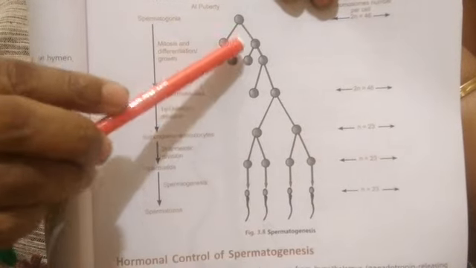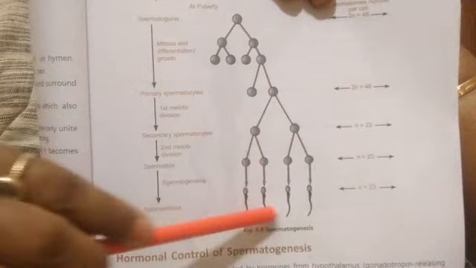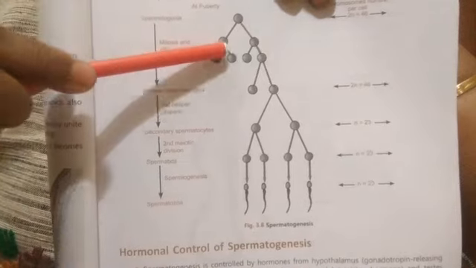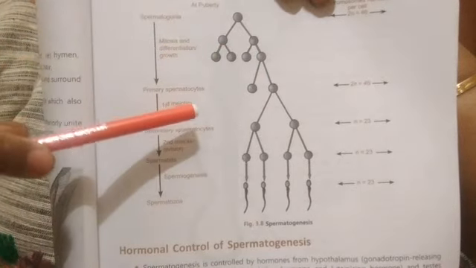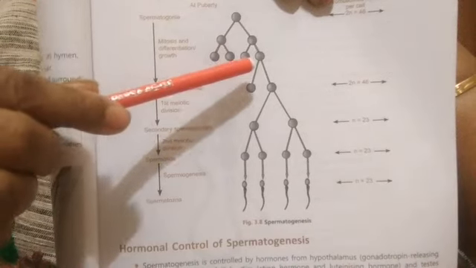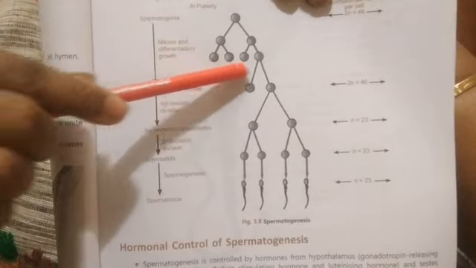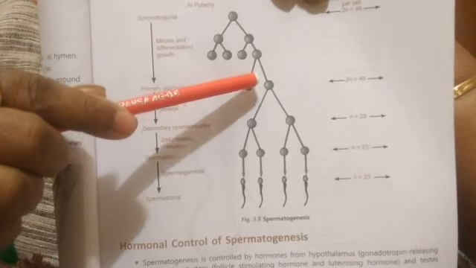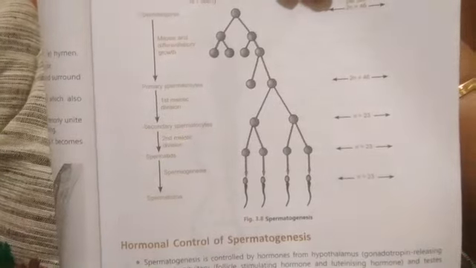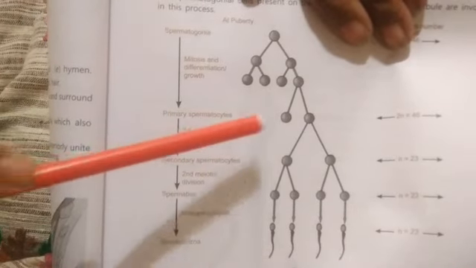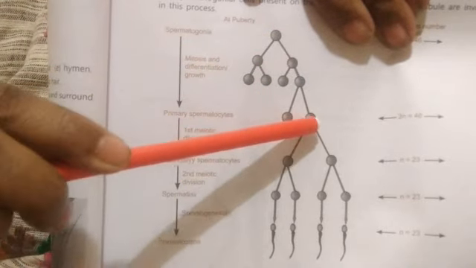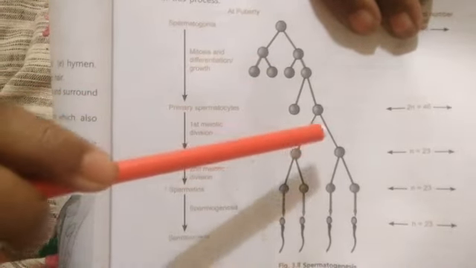Next we will discuss spermatogenesis. You can see these are the spermatogonial cells undergoing division and differentiation, clear. So these are the primary spermatocytes. Spermatogonial cells undergoing division and differentiation. So this forms the primary spermatocyte, which is diploid. Now meiosis 1 will occur.